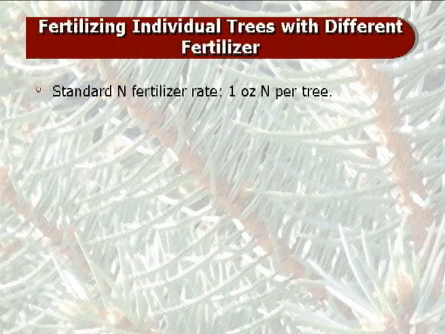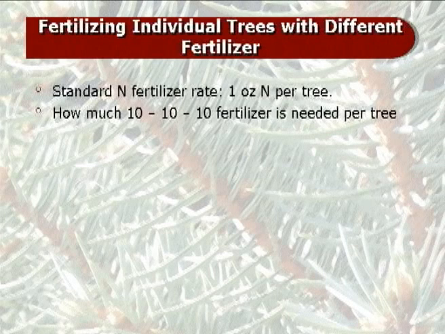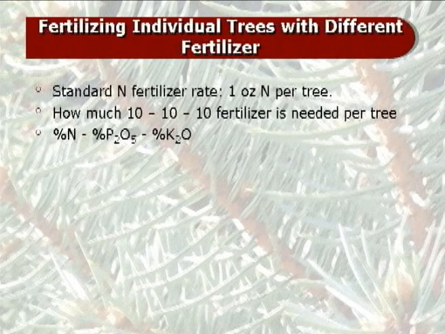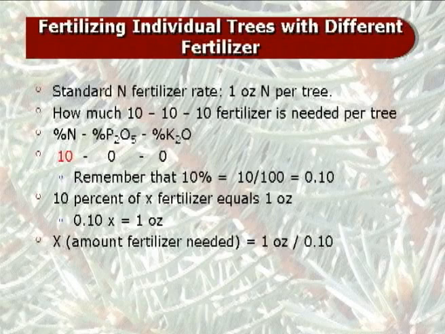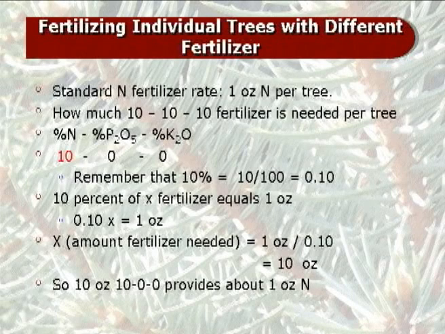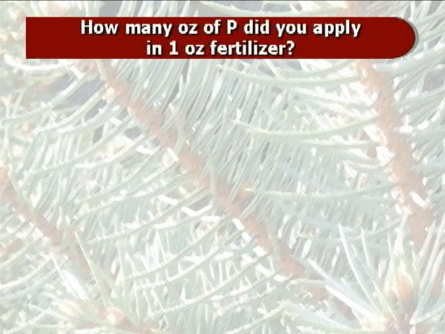Suppose we use a different fertilizer, say 10-10-10, which is commonly available. How much 10-10-10 fertilizer is needed per tree to provide that 1 ounce of nitrogen? Remember that 10% is equal to 10 over 100, or you can write that as 0.10. So 10% of x fertilizer equals 1 ounce. 0.10 times x equals 1 ounce. x, the amount of fertilizer needed, is equal to 1 ounce divided by 0.10, or 10 ounces. Essentially, 10 ounces of 10-10-10 provides 1 ounce of nitrogen. That is considerably more fertilizer per tree than urea, which is 46% nitrogen.